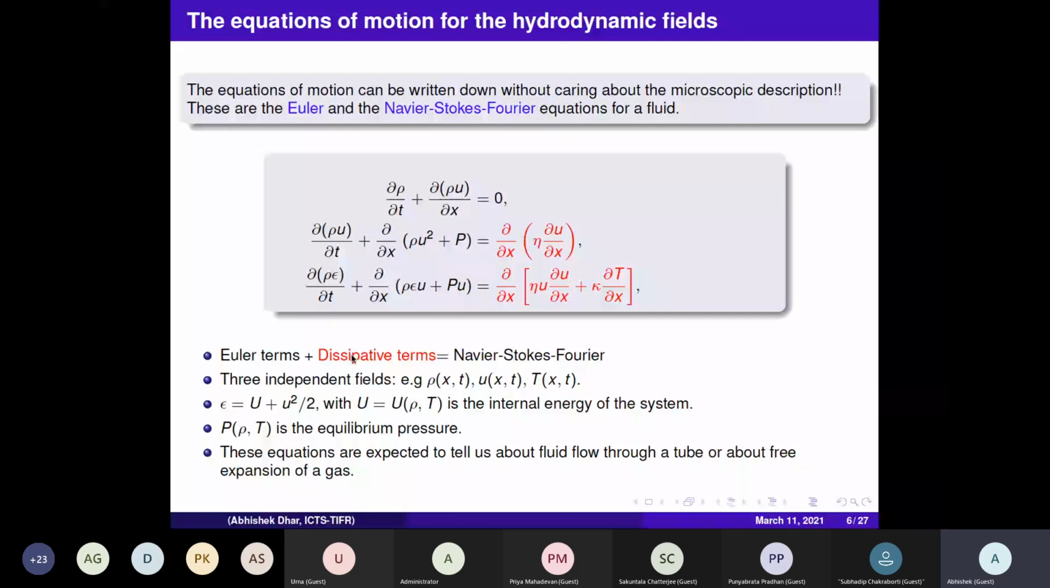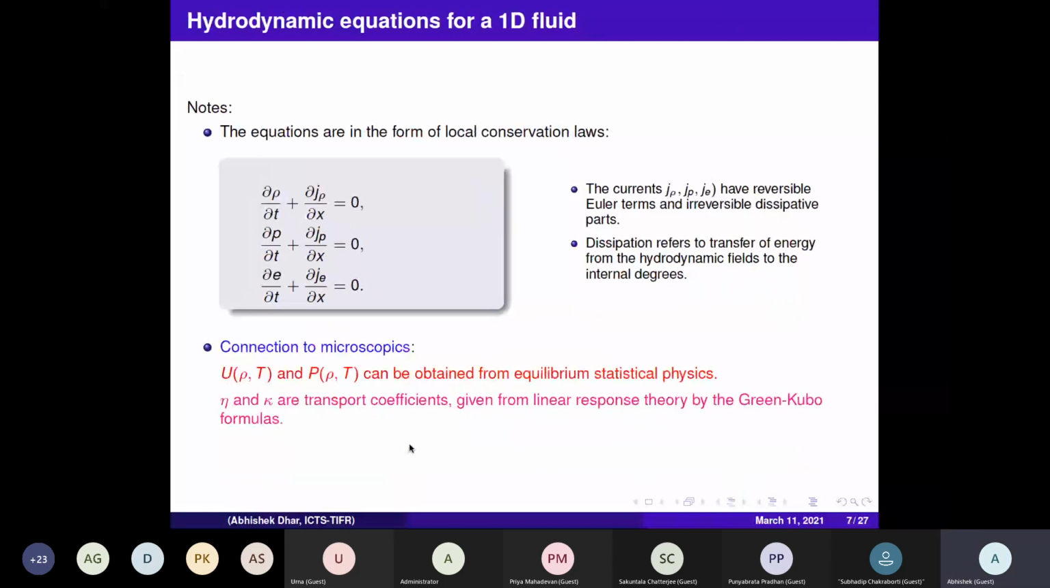And these equations are basically expected to tell us how water flows in a tube, or what happens if you have a free expansion of gas or whatever, right? So these are the hydrodynamic equations. Okay, so this I already said. You should note that all these equations have the form of local conservation laws, and they correspond to conservation of particle number, conservation of momentum, and conservation of energy.